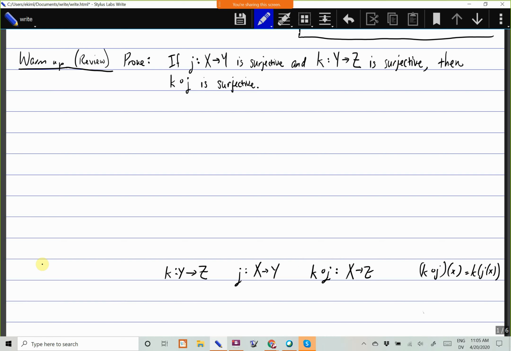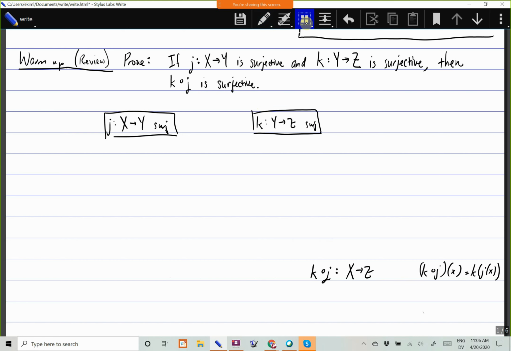So now, of course, we have this J from X to Y surjective that was given. We have a second given in this if part: K from Y to Z is surjective. Now it becomes much easier to say what we want to prove, which is that this is surjective. So now we have a mention of the domain and codomain here. And this other piece about the rule, let's keep that off to the side for reference.